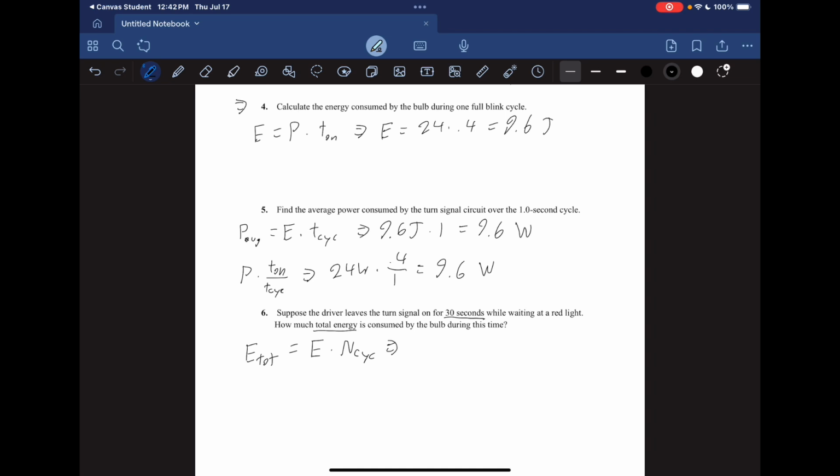So we have E, which we found to be 9.6 joules, times 30 equals, let me calculate that, 288 joules. And this is just our total energy. The 30 is not seconds, it is just a number, otherwise our units wouldn't match up. But it consumes a total of 288 joules over the whole 30-second period.